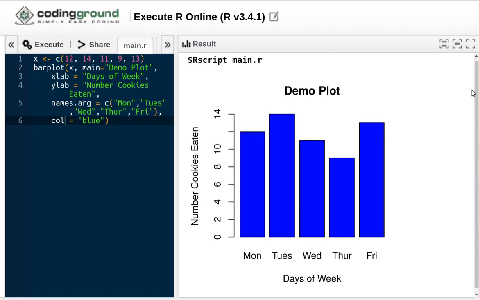In this video, we'll look at bar plots. Here's a demo of a bar plot. Here we're looking at the days of the week, and here we're looking at the number of cookies eaten on each one of those days. So it looks like on Monday there's 13, on Tuesday there's 14, and maybe 11 on Wednesday, and so on.